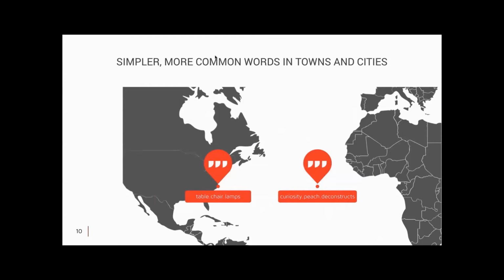How have we allocated the words to addresses and to squares? Well, we've used a certain number of rules to do that. First of all, we allocate simpler, more common words to squares which are addressing places in towns and cities. So for example, on the east coast of the US there in New York, there's a square which is table, chair, lamps. The example there in the middle of the ocean is somewhat more complicated, longer words: curiosity, peach, deconstruct. So simpler words in towns and cities, because people are more likely to be talking about squares and want to navigate to squares where people are.